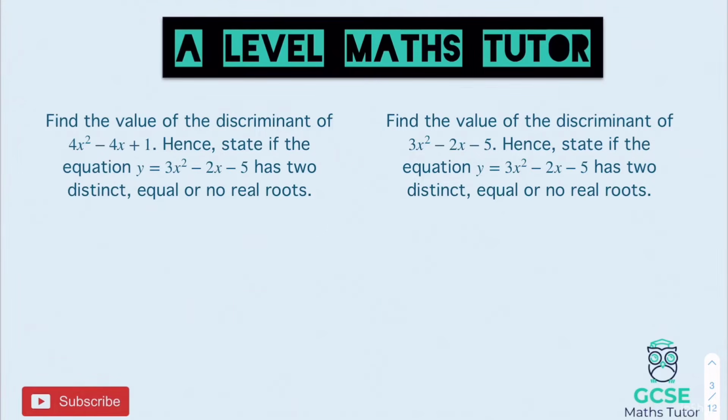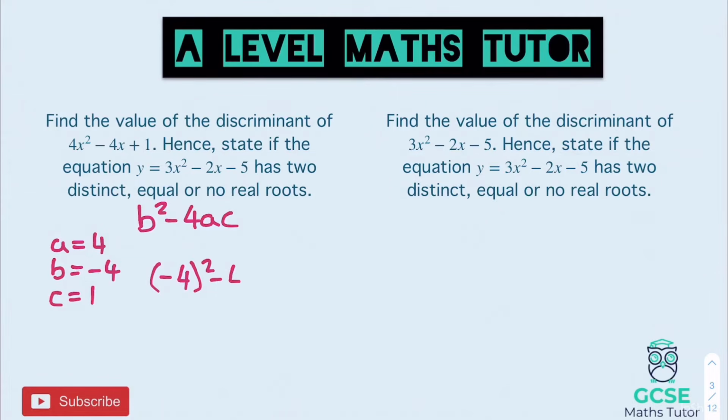So for the first one, finding the value of the discriminant, don't forget to always write down b squared minus 4ac. Our value of a for this one is 4, our value of b is -4, and our value of c is 1. If we stick those all into the discriminant, we get -4 squared, take away 4 times a, which is 4, times c, which is 1. So -4 squared is 16, take away 4 times 4 times 1 is also 16, so that equals 0.